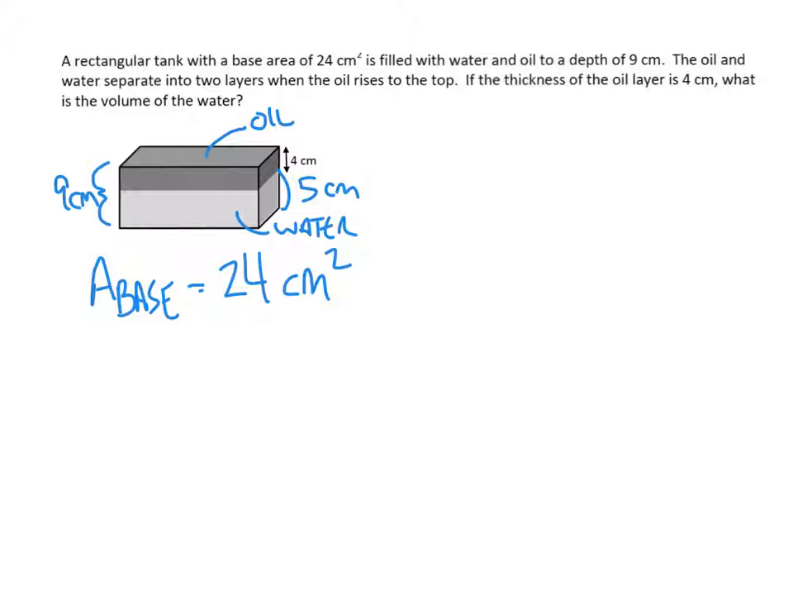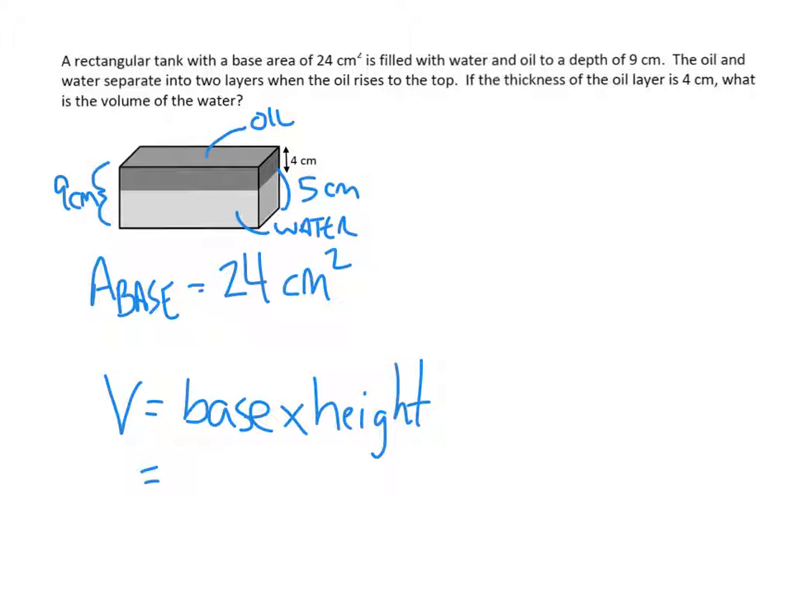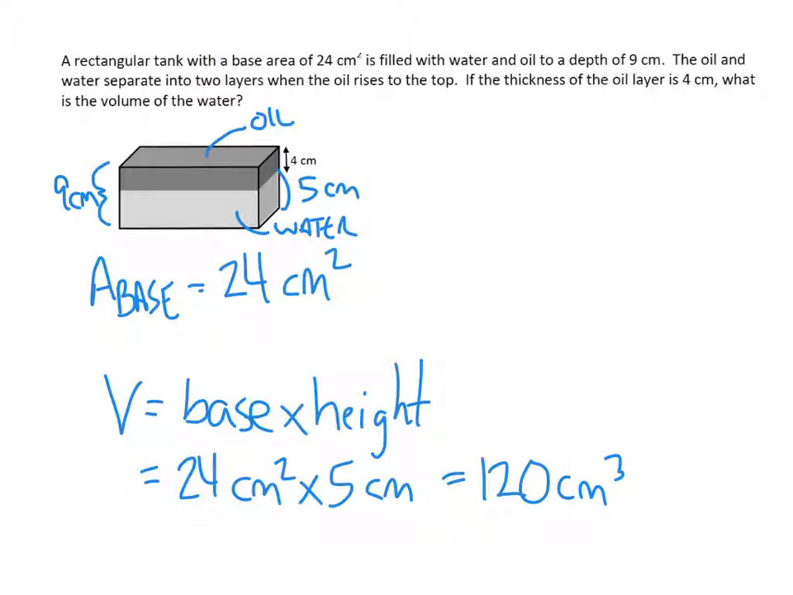They want to know the volume of the water. Well, water is just going to be volume equals the base times height, equals 24 centimeters squared times 5 centimeters, which gives me a volume of 120 cubic centimeters. Of course, we know that would also be 120 milliliters. But that is the answer to this question.